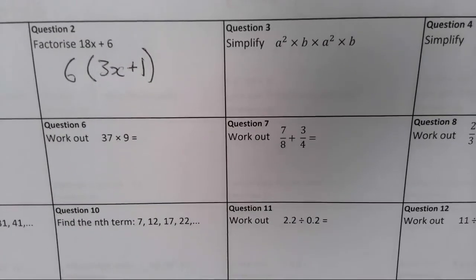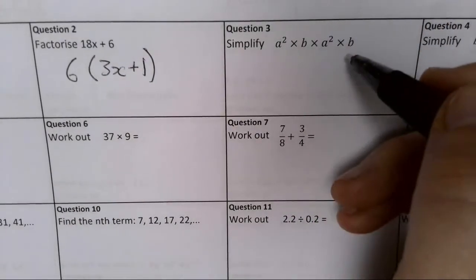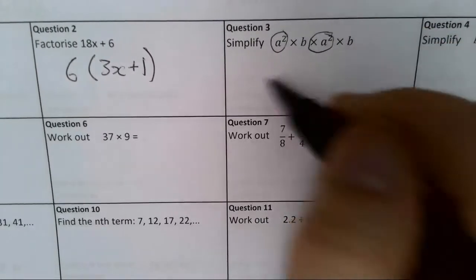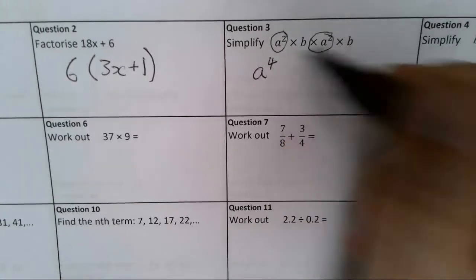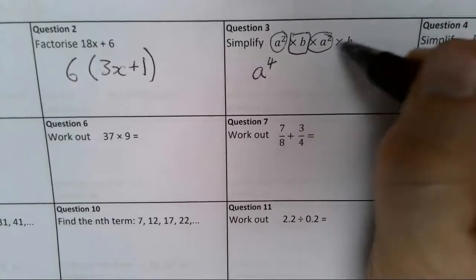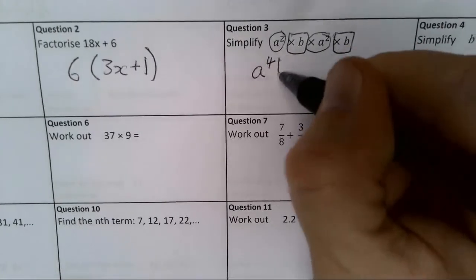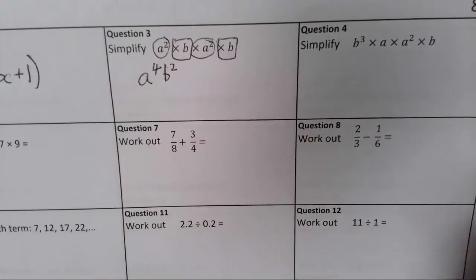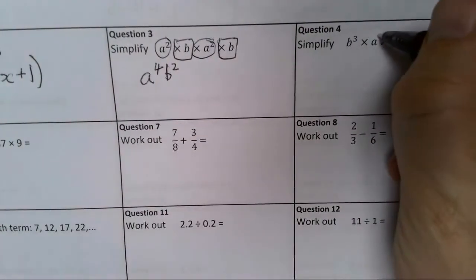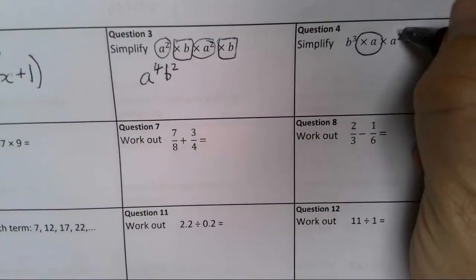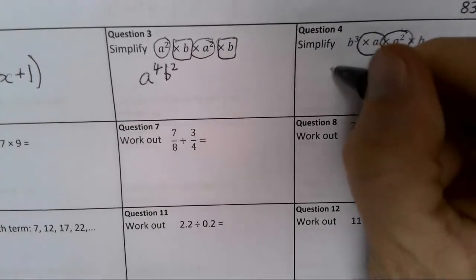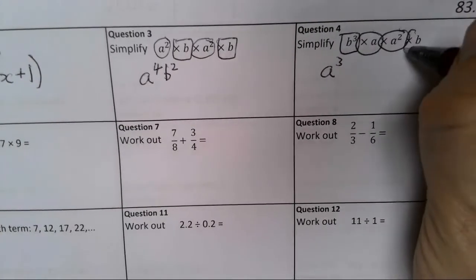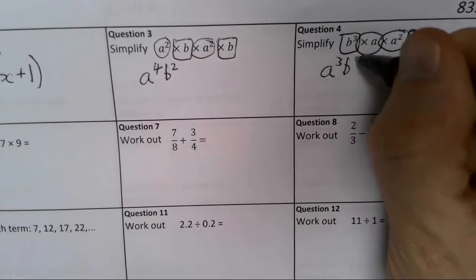Question 3. If these are all multiplied together, I'm just going to use my index laws. A squared times by a squared will give me a to the power 4. And b times by b is going to give me b squared. A is the same as a to the power 1, times by a squared is going to give you a to the power 3. Then I've got b to the power 3 times by another b is going to give me b to the power 4.